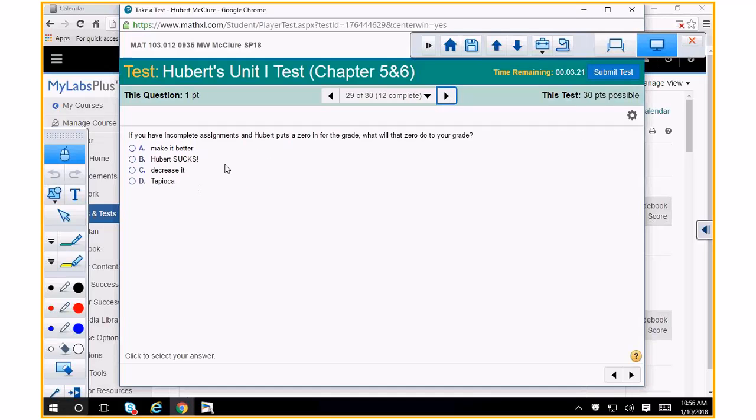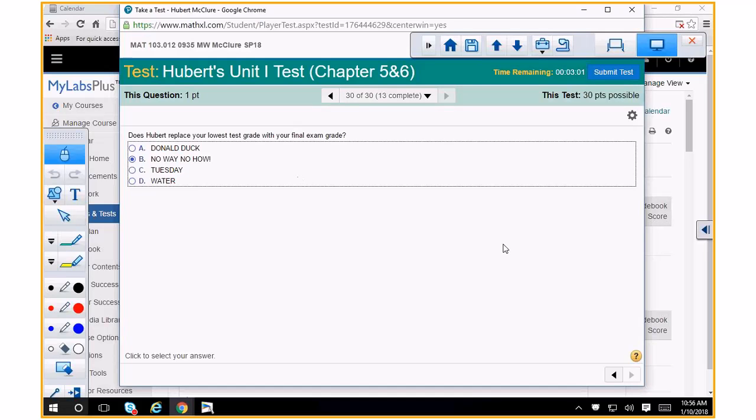If you have incomplete assignments and Hubert puts a 0 in for the grade, what will that 0 do to your grade? Does Hubert replace your lowest test grade with your final exam? And that's the bonus questions.